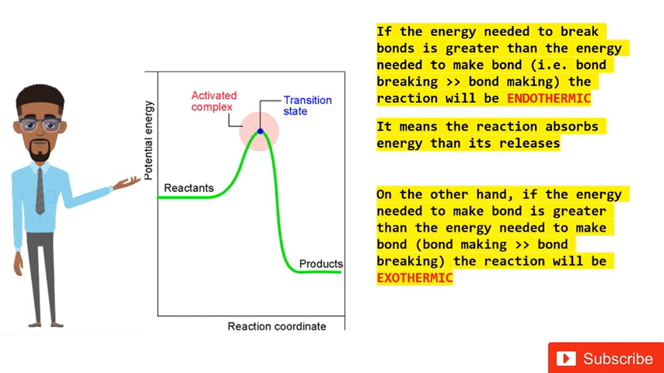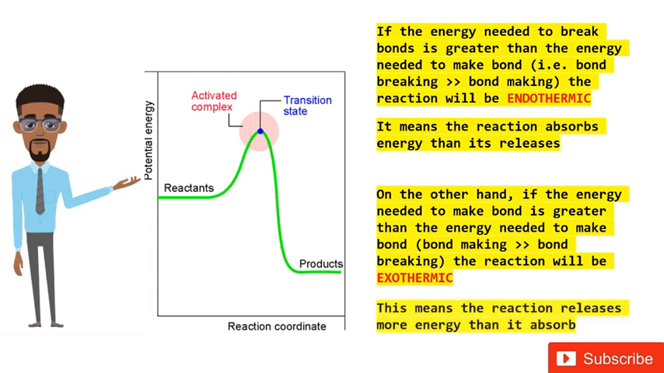On the other hand, if the energy released in making bonds is greater than the energy needed to break bonds, the reaction will be exothermic. This means the reaction releases more energy than it absorbs.